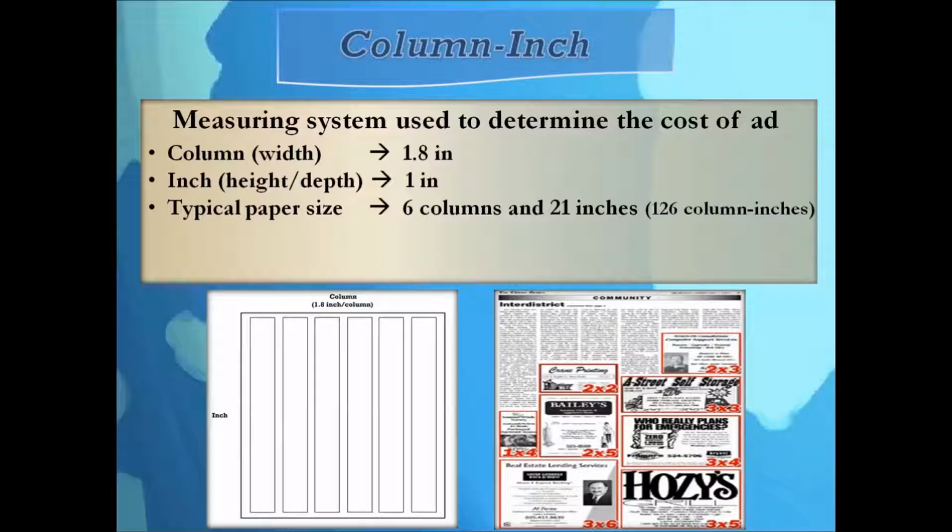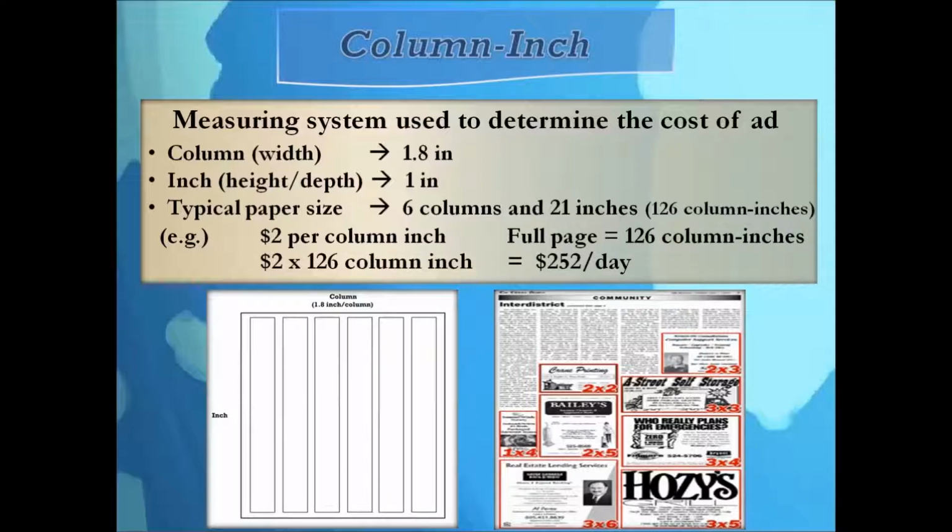Now, for example, if the rate of advertising is $2 per column inch, and we want to advertise on the whole page, then we need to multiply the price by 126 column inches, which will be $252 per day. And if you think that's expensive, I hope you don't get a heart attack when we take a look at some real ad rates later on.